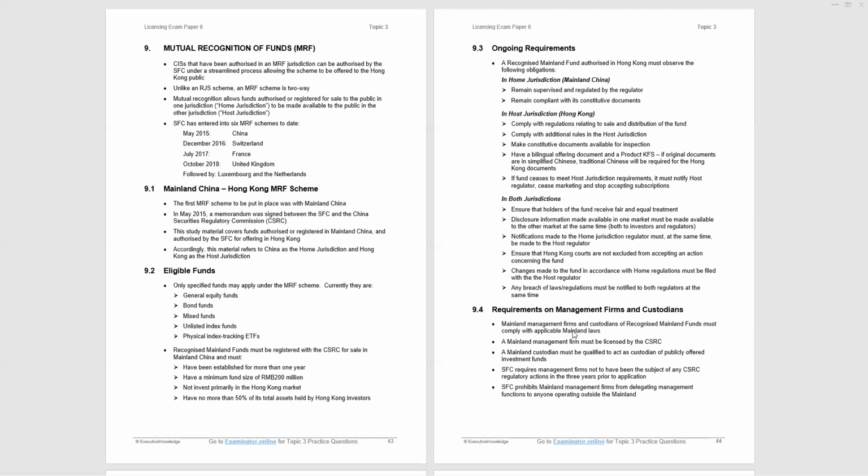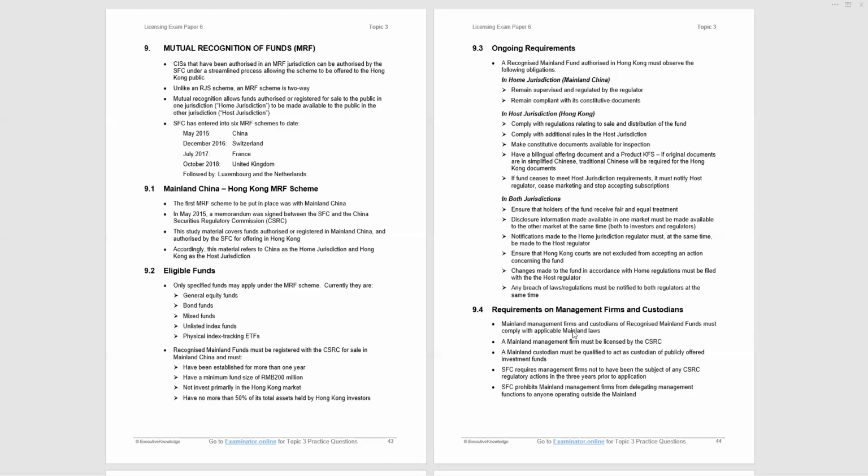So the first point at the top, collective investment schemes that have been authorized in a mutual recognition of funds jurisdiction can be authorized by the SFC under a streamlined process, allowing the scheme to be offered to the Hong Kong public. And when we have the mutual recognition, you have the home jurisdiction and the host jurisdiction. Now, the notes to date show 6 MRF schemes in place.